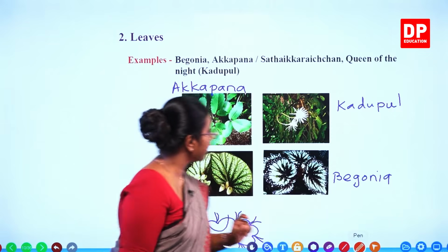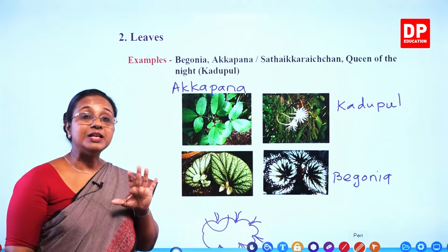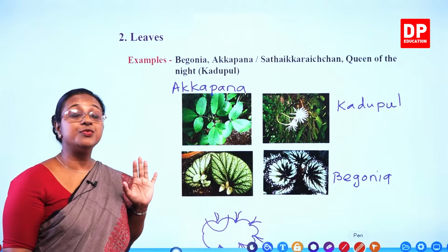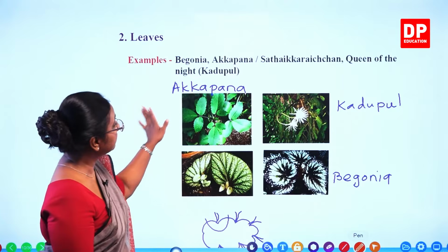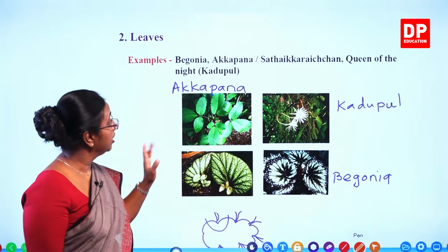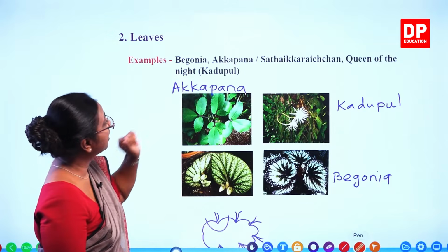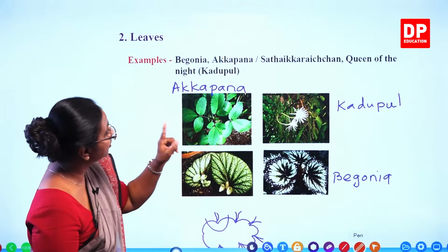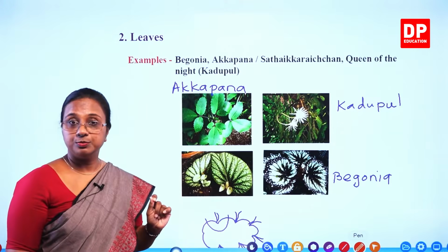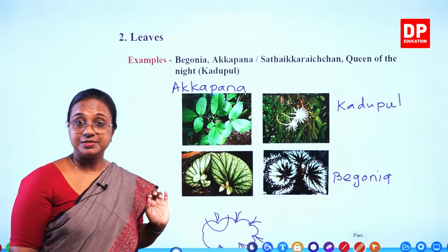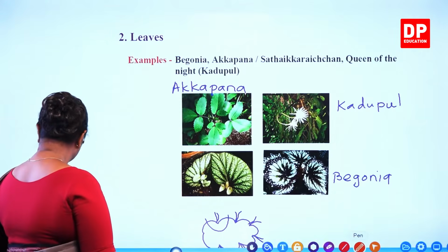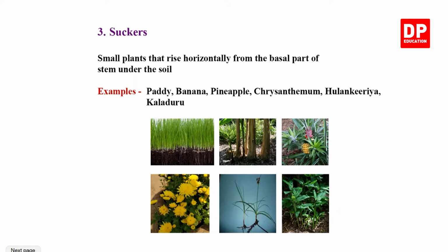That is reproduction by leaves. Normally, the function of leaves, as you all know, is photosynthesis. But here they can reproduce as well. Examples: begonia, acapana or sadaikarachan, and queen of the night, that is kadapul. These are the examples. With that, we will move on to the next one, suckers.